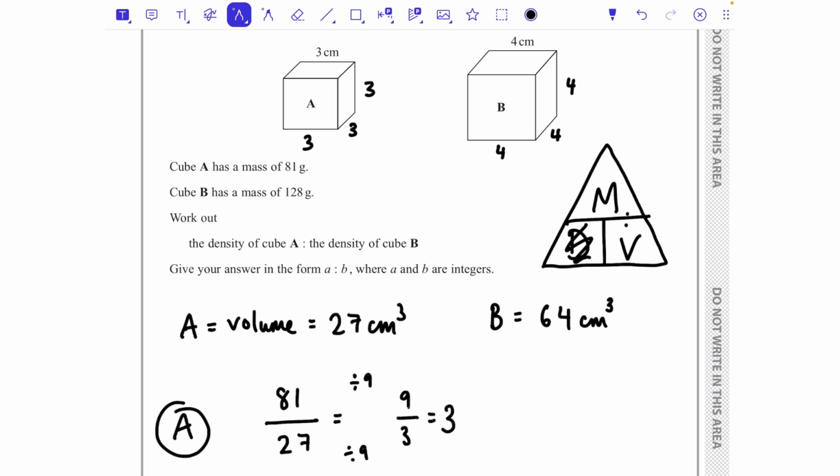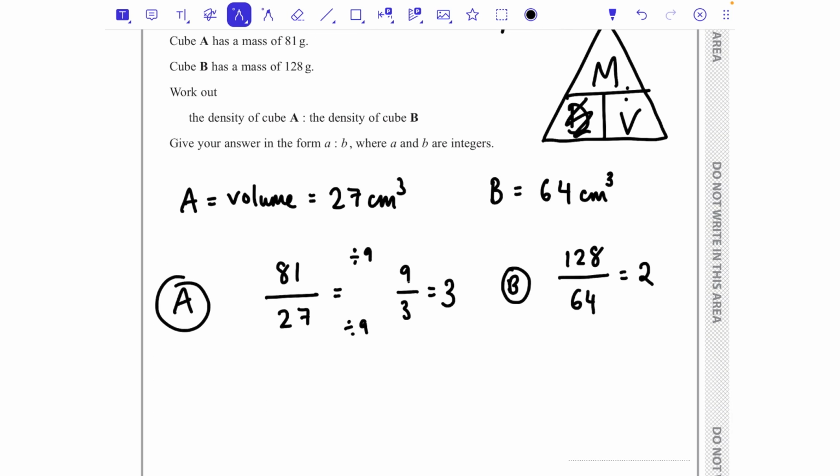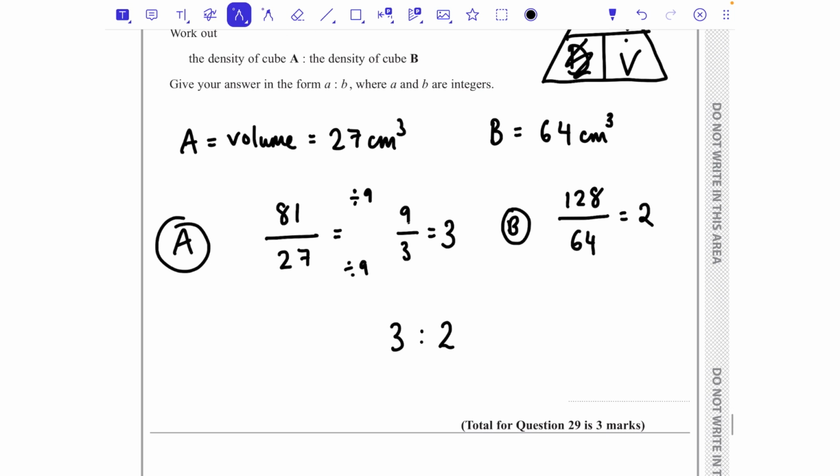We're now going to do the same thing for B. We're going to do the mass, which is 128, divided by the volume, which is 64, and that is 2. So A has a density of 3 grams per centimetre cubed, and B has a density of 2 grams per centimetre cubed. They want it as a ratio, so we're going to put A to B, that's what they've asked for. And they've got to be whole numbers, so there we go, 3 to 2, that's our answer for 3 marks.